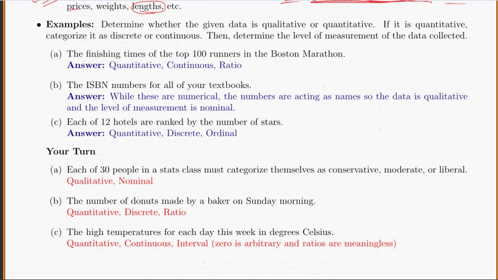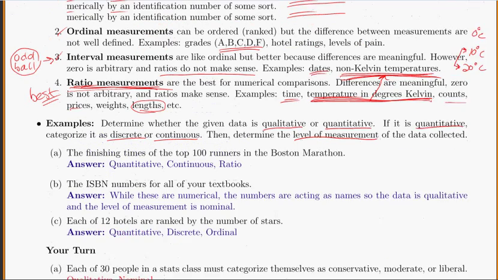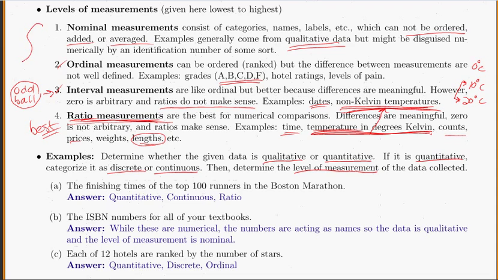So the examples, the first group that are in the text, determine whether it is continuous or not continuous. Determine whether we're talking qualitative or quantitative. If quantitative, categorize as discrete or continuous. And then determine the level of measurement. And the level of measurement is one of these 4 right here.